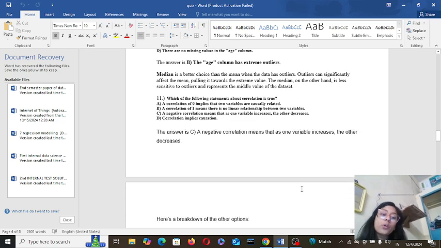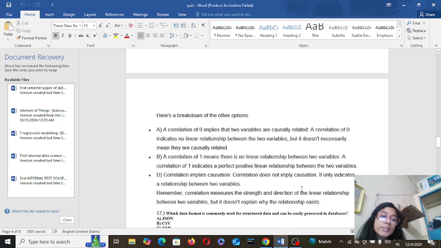Then the 11th question is, which of the following statements about correlation is true? So the answer is C. A negative correlation means that as one variable increases, the other decreases. A correlation of 0 implies no linear relationship between two variables. Correlation implies caution. Correlation does not imply causation. It only indicates a relationship between two variables.